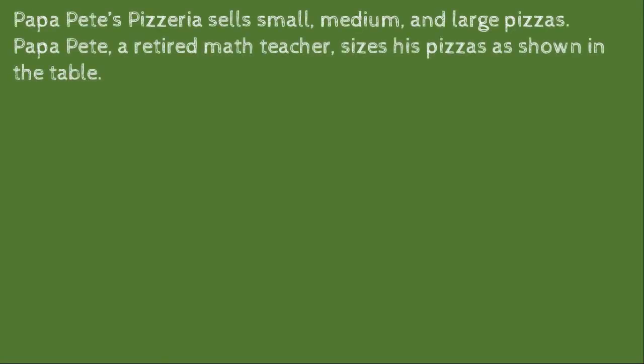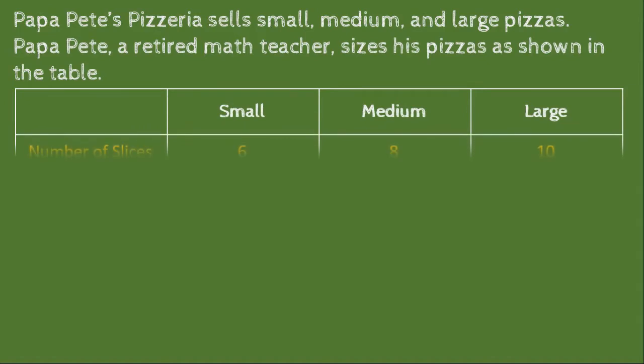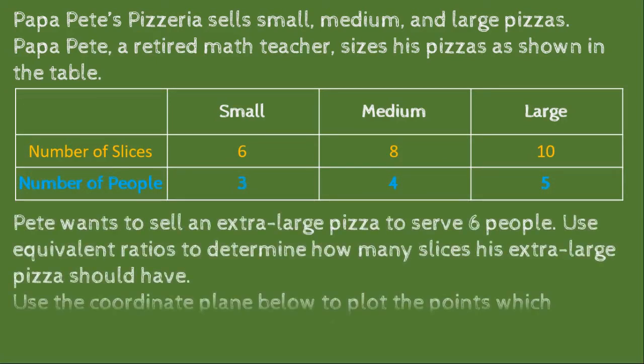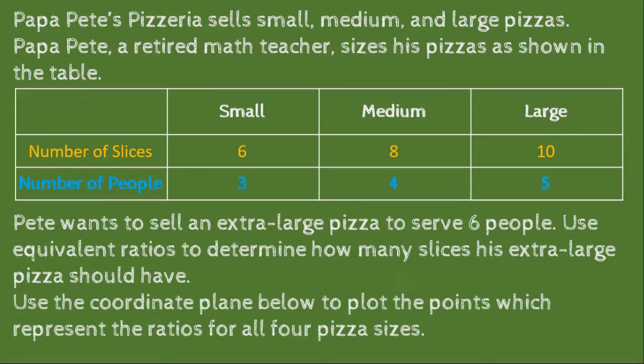For our next example, Papa Pete's Pizzeria sells small, medium, and large pizzas. Papa Pete, a retired math teacher, sizes his pizzas as shown in the table. In our first row, we have small, medium, large. The second row has number of slices, which are 6, 8, and 10. And finally, we have number of people, 3, 4, and 5. If Pete wants to sell an extra large pizza to serve 6 people, use equivalent ratios to determine how many slices his extra large pizza should have. Use the coordinate plane below to plot the points which represent the ratios for all 4 pizza sizes.